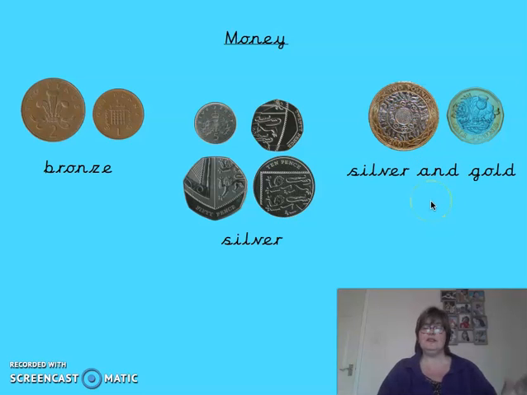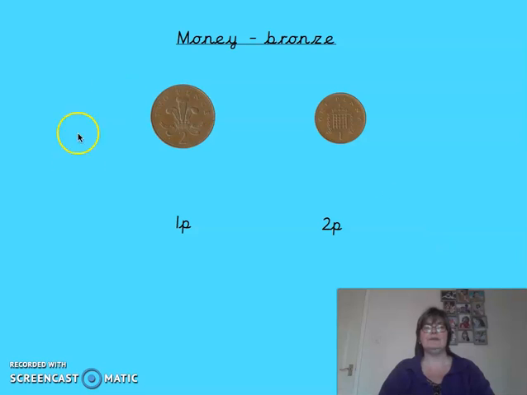So if you've got coins and you've separated them into those 3 groups, let's just look at the bronze to start with. So we've already decided that our bronze are worth the least amount of money. Now, have a look. These are quite helpful. They've got a number on them. So this one says the number 2 and this one says the number 1.